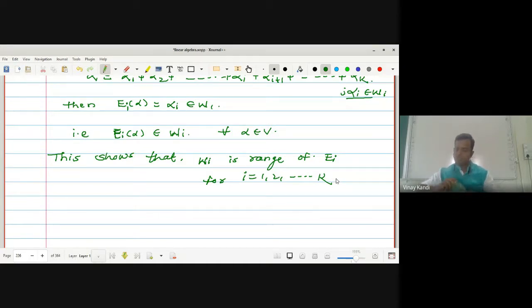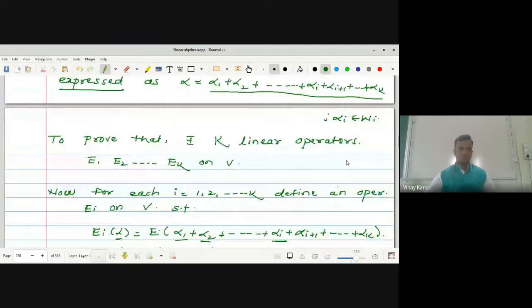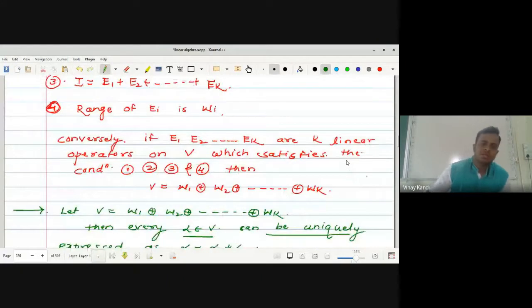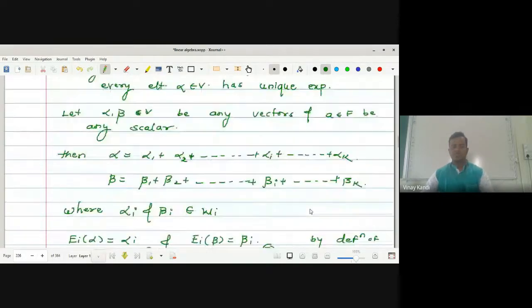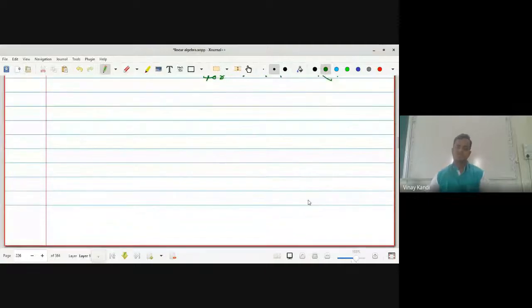Now the converse part. Assume that there exist k linear operators. What is the converse part? In the converse part, we have to assume E1, E2, up to Ek are k linear operators which hold the four conditions, and we have to prove that V is equal to the direct sum of all these subspaces. The theorem is a bit long, but it is easy, understand.